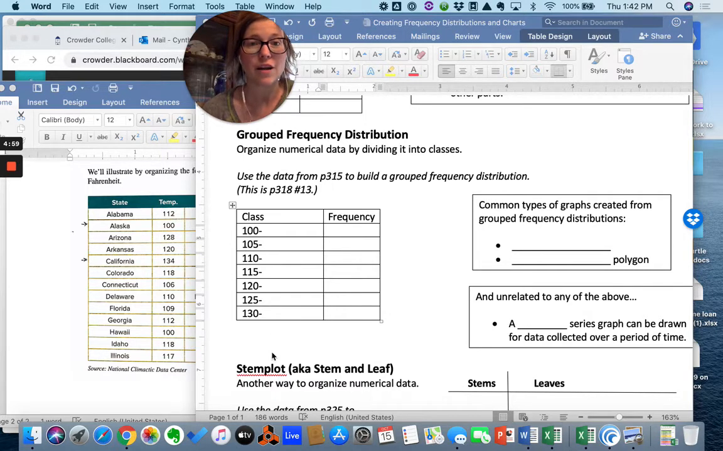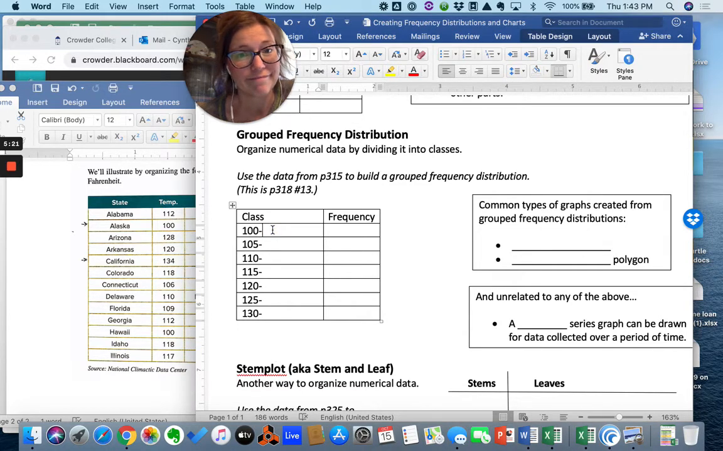This is a nice arrangement. If I were counting by tens, I would have too few categories. I'd have one starting at 100, 110, 120, 130. It'd just be nice to have more. If I were counting by, say, twos, I'd have way too many. This is good.